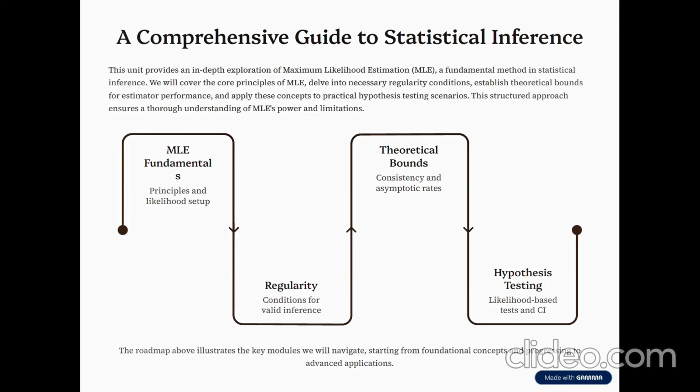In this course, we embark on a four-part learning journey. We begin with the fundamentals of likelihood to establish our core principles. Next, we examine the regularity conditions that ensure our inferences are valid. Once grounded, we explore theoretical bounds to understand how our estimators behave in the long run. Finally, we conclude by applying these techniques to hypothesis testing.